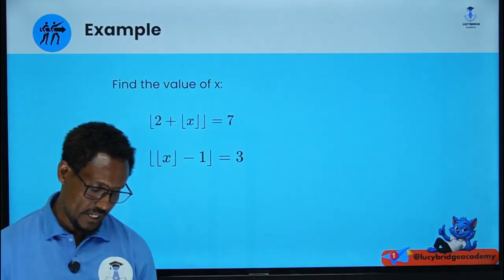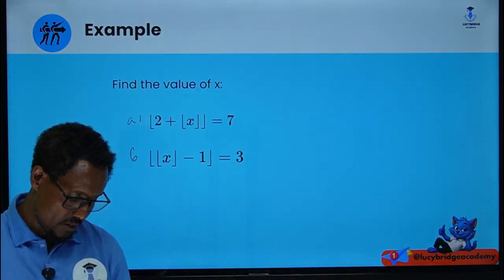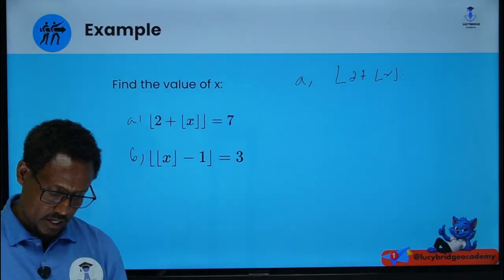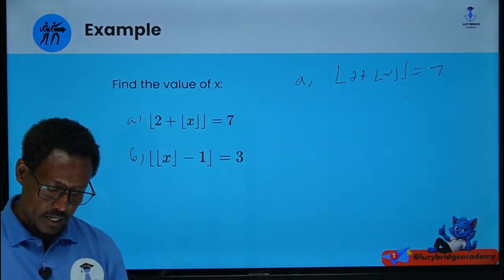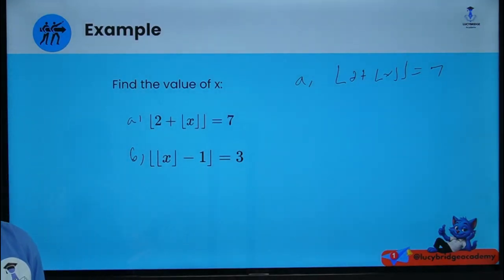Find the value of x. Let me say this is a and this one is b, okay? A: floor of 2 plus floor of x is equal to 7, all right? This means the greatest integer less than or equal to 2 plus floor of x is 7.